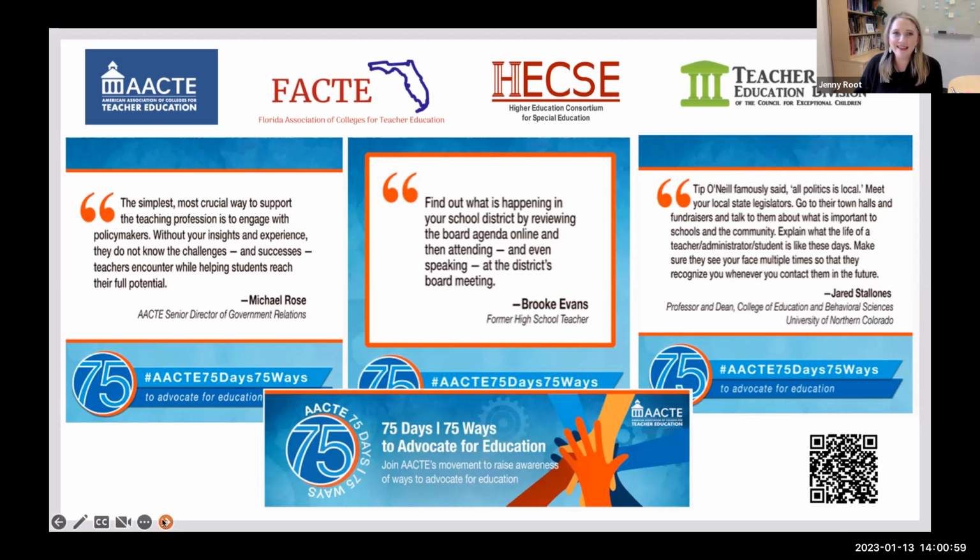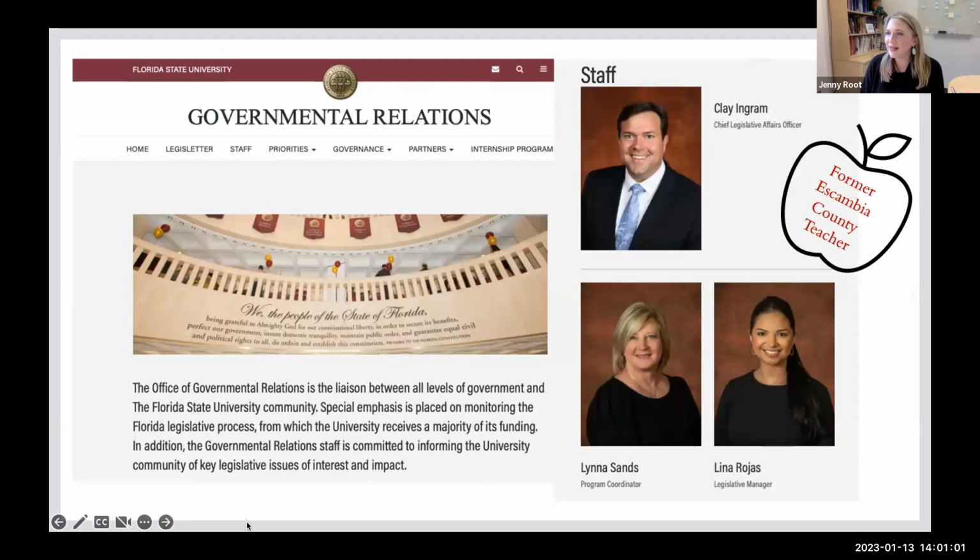With that, it is 2:00. So my last note is to know that FSU does have a governmental relations office, and Clay Ingram, who is the current Chief Legislative Affairs Officer, is a former Escambia County teacher and an FSU alum. And so, wow, I did not know that until I did some research, but how awesome it is to have an advocate like that for our university and for our schools and our students.